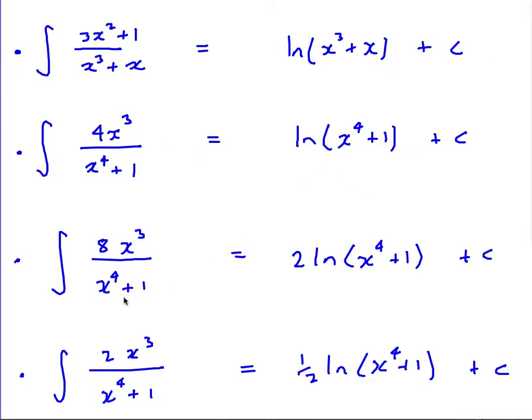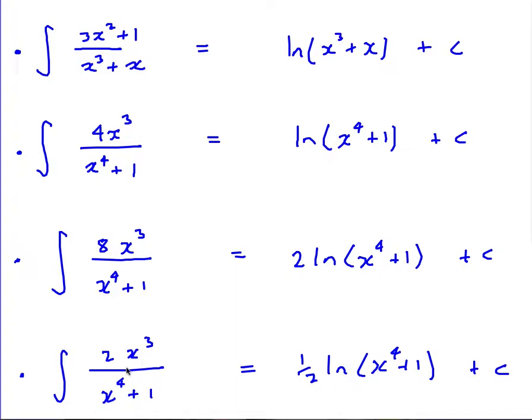I get this. This one, I think, is very slightly different. I've got an x^4 plus 1 on the bottom. If I differentiate that, I'm going to get 4x cubed. Well, I look at the top and actually I've got an 8x cubed. Well, I've got a 4x cubed, I need to get an 8x cubed, therefore I just stick a 2 on the front. So rather than ln of x^4 plus 1, I just stick in 2 ln of x^4 plus 1.